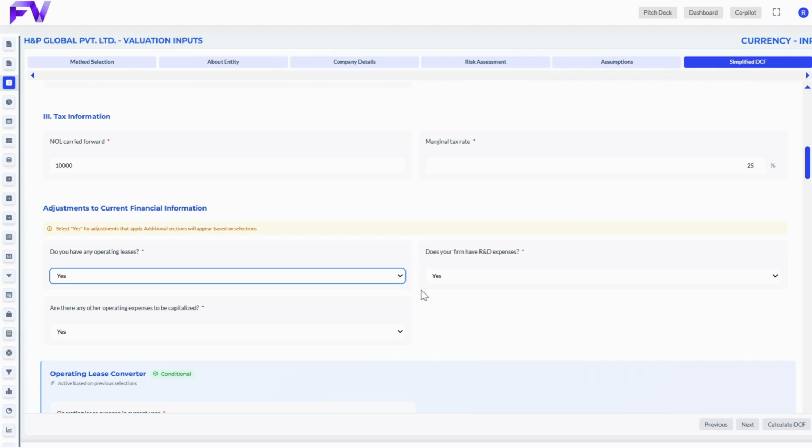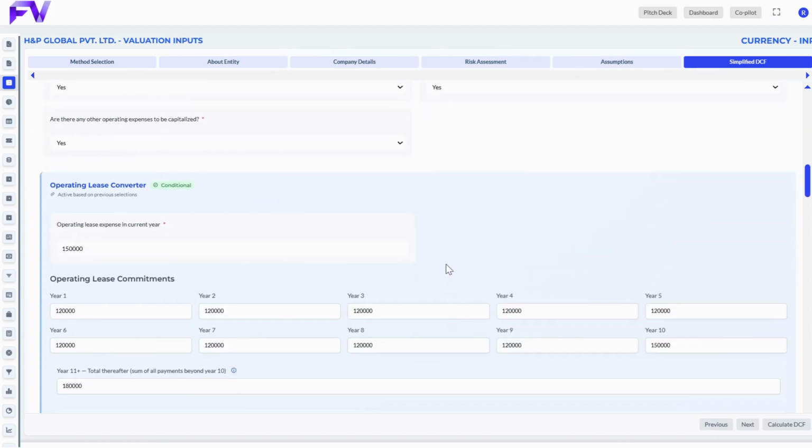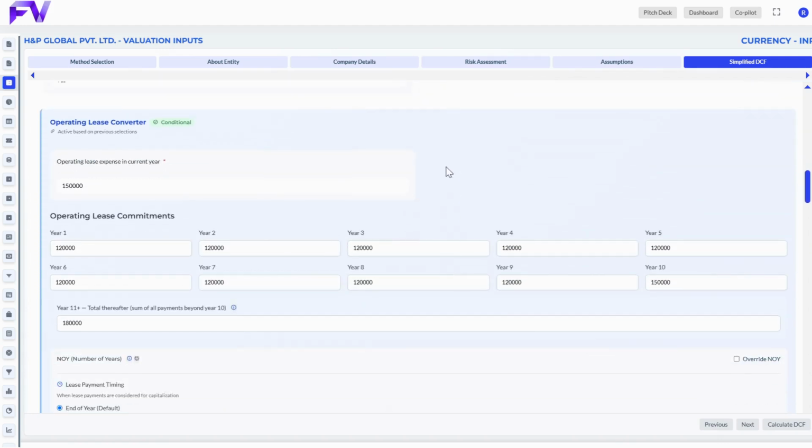Based on your selected option, input your details. Start by entering the current year's operating lease expense, followed by your future lease commitments for each year. If you have payments beyond year 10, enter their total under year 11 and thereafter.